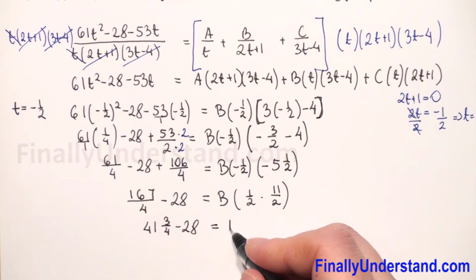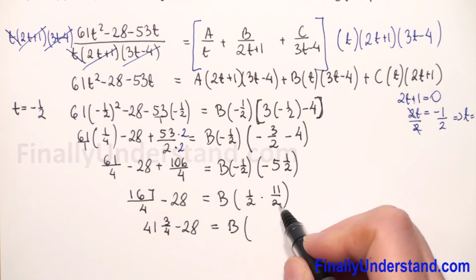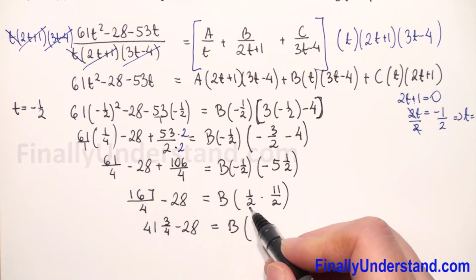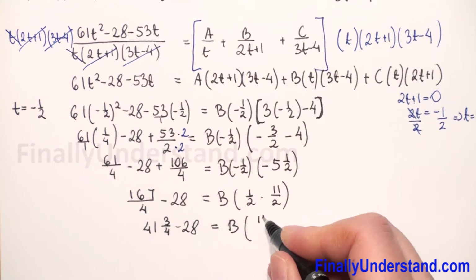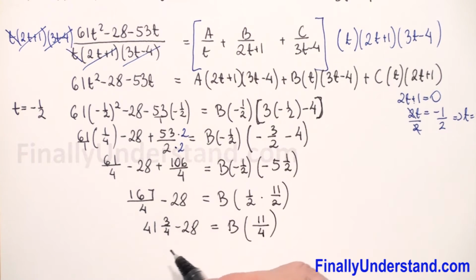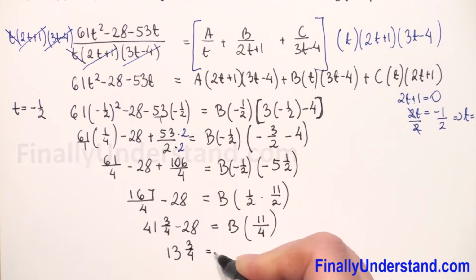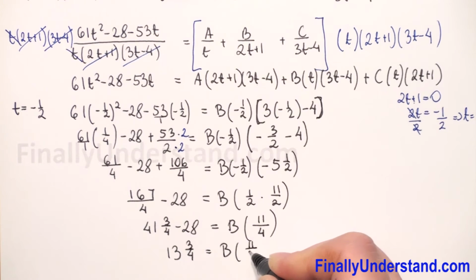And this is equal b times, and we have multiplication of fractions, so numerator times numerator, denominator times denominator. So we have 1 times 11 is 11, 2 times 2 is 4. And now 41 minus 28 is 13, and we have to copy 3 over 4. This is equal b times 11 over 4. Because we have fraction on the right side, so I will change this mixed number to fraction also. 4 times 13 is 52 plus 3 is 55 over 4. This is equal b times 11 over 4.